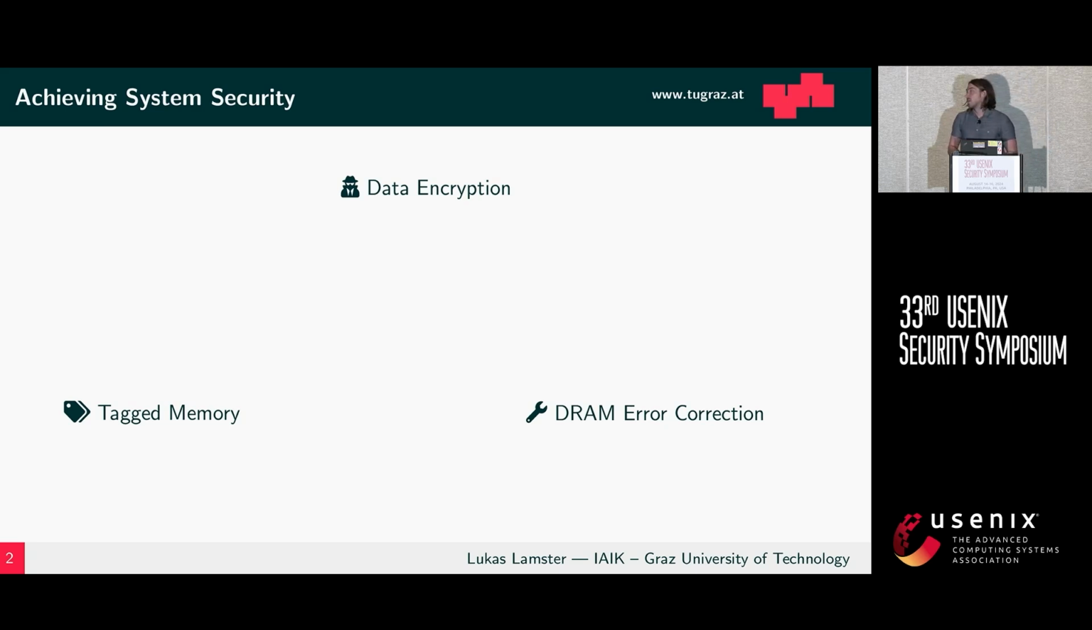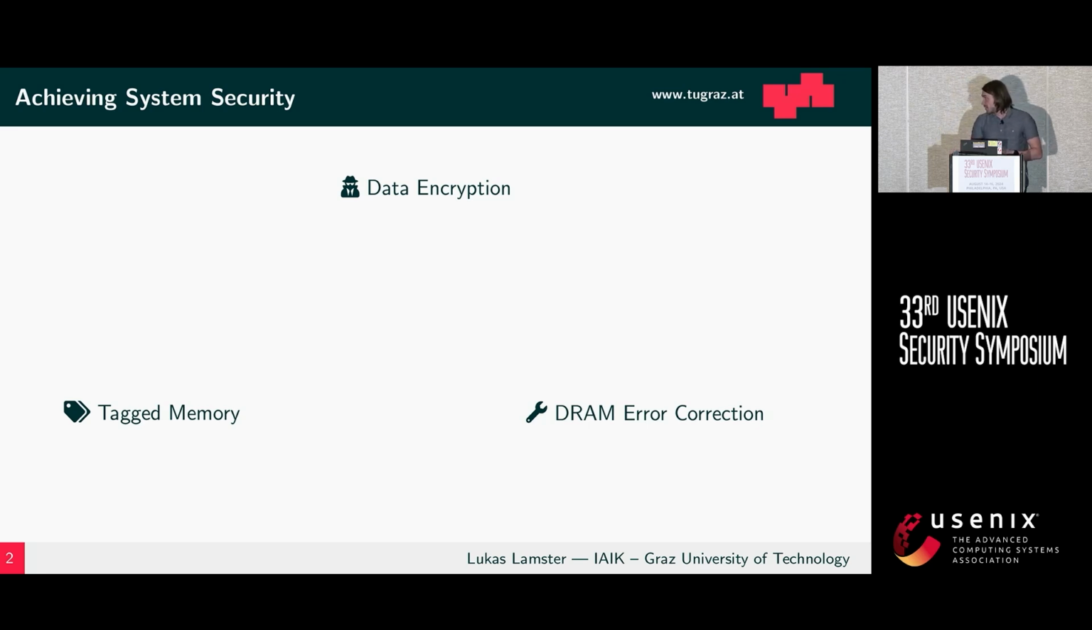Then we have tagged memory here in the lower left corner. Tagged memory is great for protecting against memory safety vulnerabilities, which are actually a huge problem because a lot of programs are written in C and C++ and are notoriously vulnerable to memory safety issues. And tagged memory aims to solve this by associating each allocation with some metadata that's also stored in memory. And when you access an allocation, you check the metadata if everything is fine.